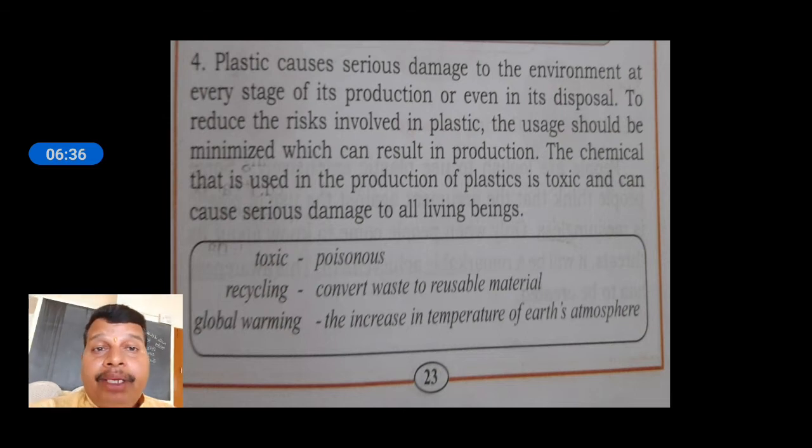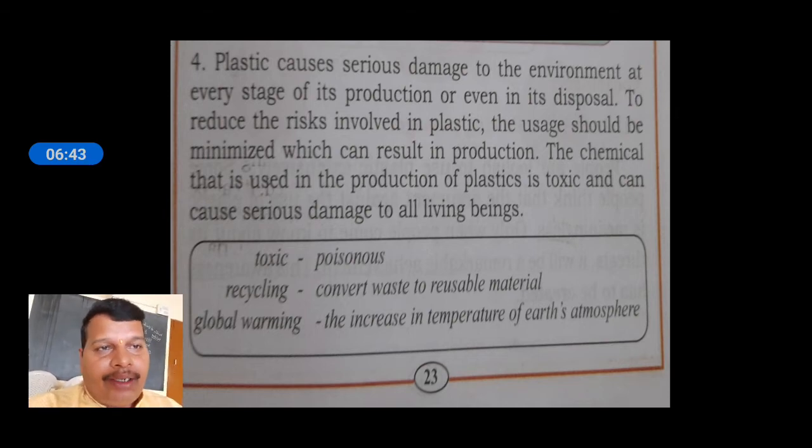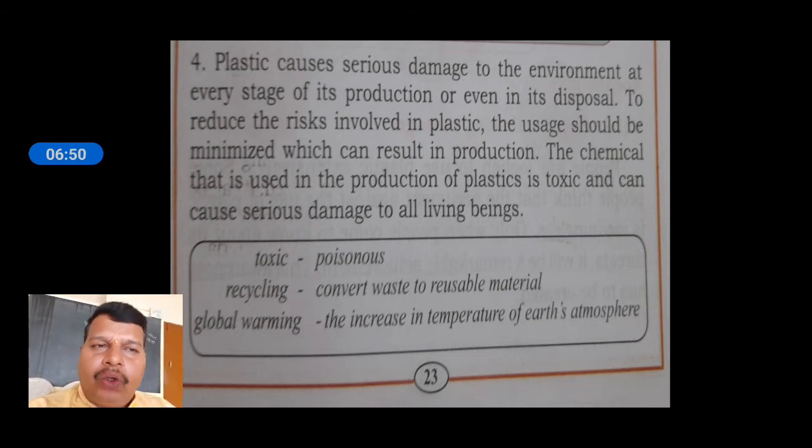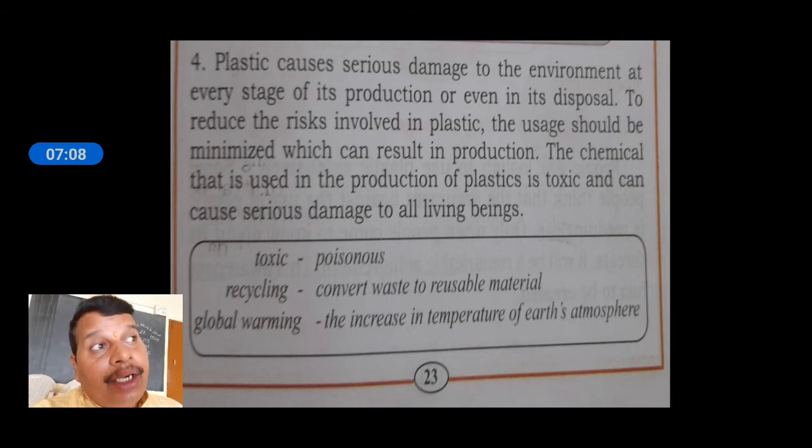The chemical that is used in the production of plastic is toxic. Toxic means poisonous. The chemical used in the production of plastic is toxic and can cause serious damage to all living beings, not only human beings, all living beings, even animals and birds and human beings, children. So please avoid it. Avoid means reduce it.